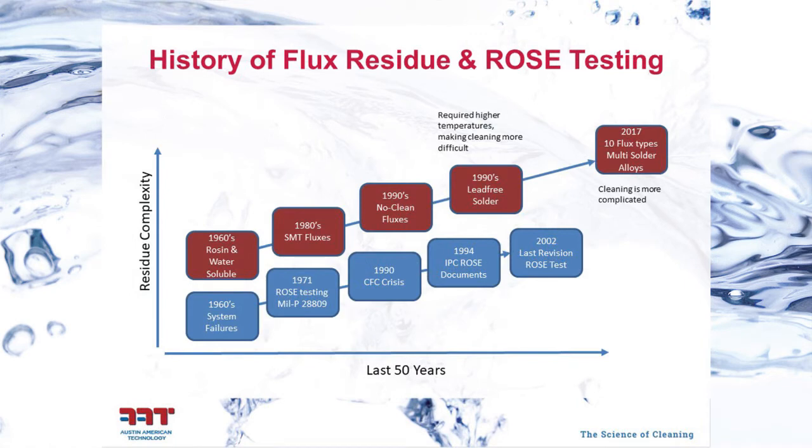This is the history of flux that goes along with the ROSE testing. In the 1960s, they were using just rosin and water-soluble fluxes. By the 1980s, SMT technology came out, so they had to develop different fluxes to deal with SMT. That moved us on to the 1990s, with no-clean fluxes something new, designed to directly correlate with the CFC crisis, which is also why they developed lead-free solder. And by 2017, today, we're using 10 different flux types and multiple solder alloys, much different than it was back in the 1990s, or the 60s, or even since 2002.